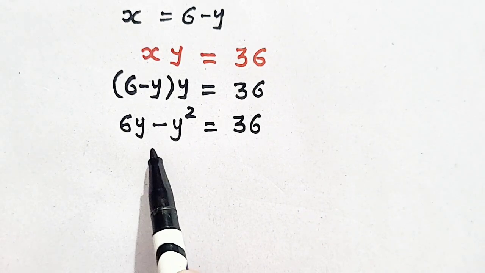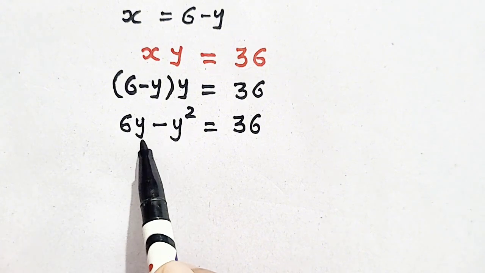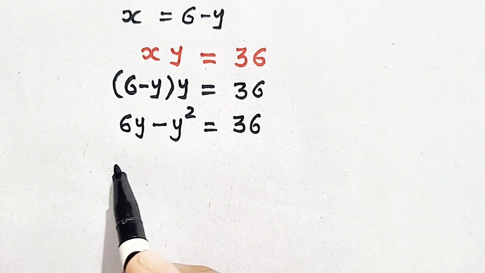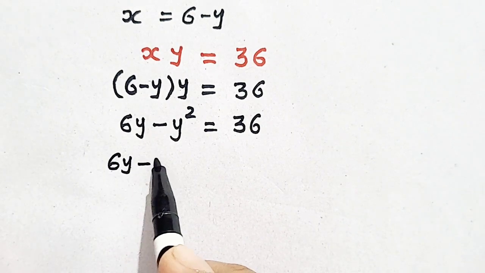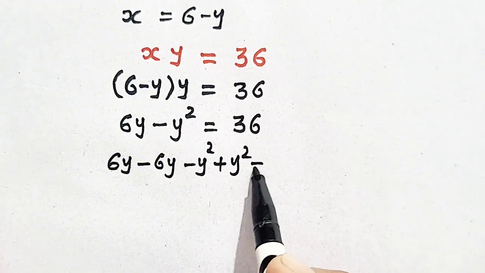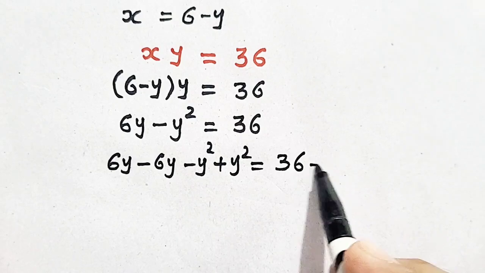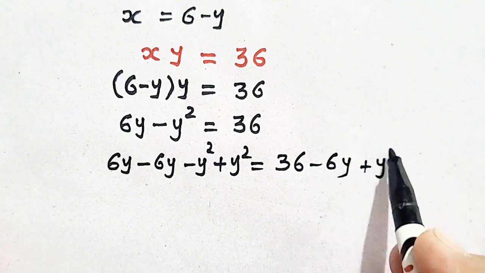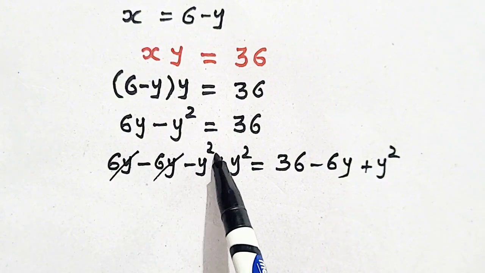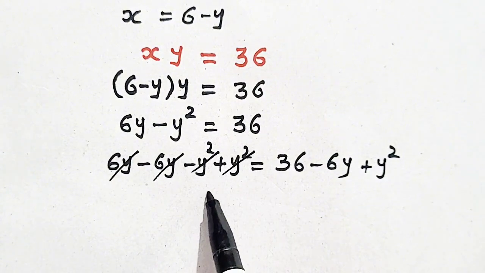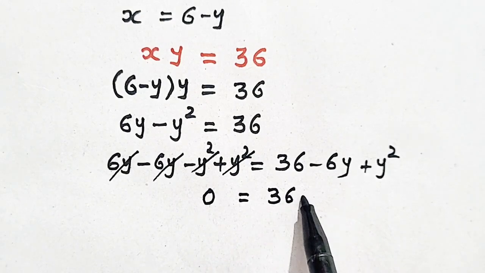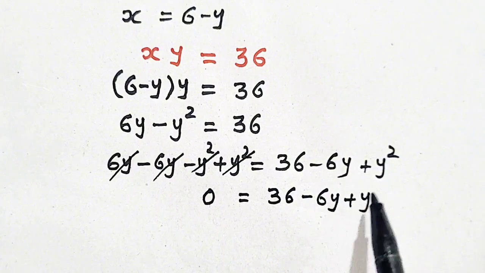Now we have these two terms and we want to shift these two terms to the other side. We have to take their additive inverse. So 6y minus 6y minus y squared plus y squared is equal to 36 minus 6y plus y squared. So 6y minus 6y cancel, minus y squared plus y squared cancel. So we get 0 is equal to 36 minus 6y plus y squared.